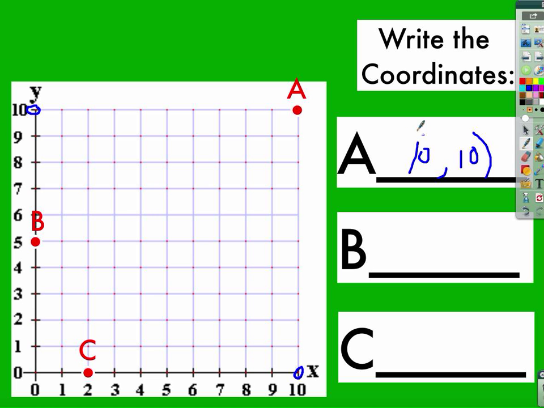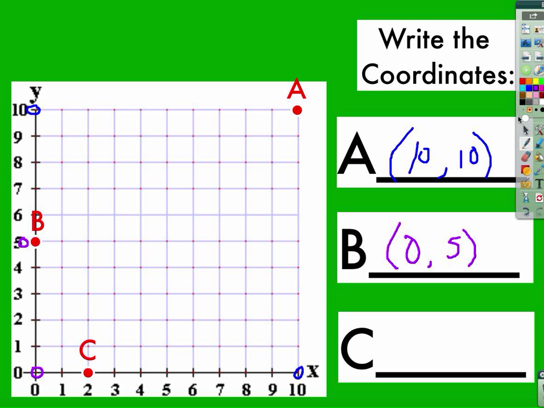Alright, it's hard to write with a mouse. Okay, the next one is point B. Now this one gets a little bit tougher because it's right on the y-axis. Well, remember, 0 is a number. So on the x-axis, side to side, it's on the 0. And on the y-axis, up and down, it's on the 5. So this would be 0 on the x, 5 on the y. And then, of course, parentheses around each one.